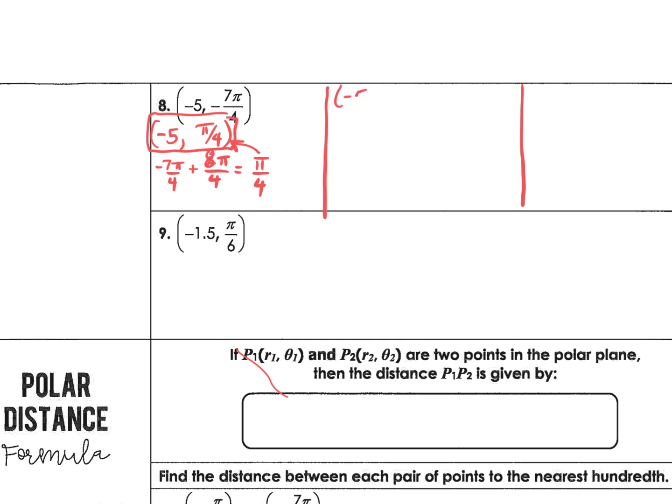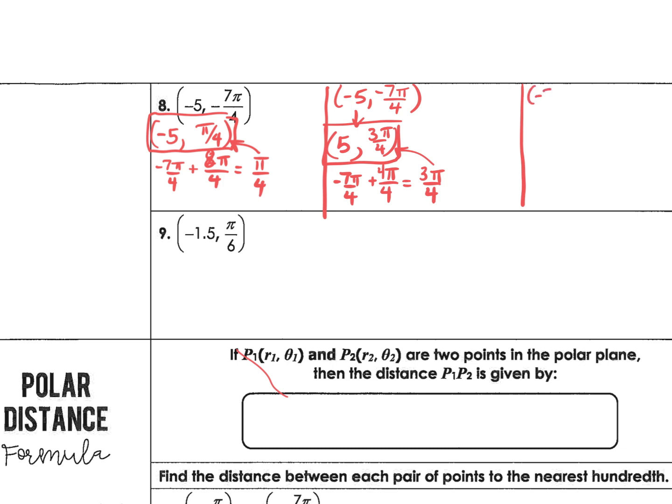Now I'm going to take negative 5, negative 7 pi over 4. Change this to a positive 5. Change the sign on the first one, and I'm going to take my negative 7 pi over 4 and add pi to it. So I'm going to add pi, which would be 4 pi over 4, and that gives me 3 pi over 4. Boom, that goes here. Yay, here's my second one.